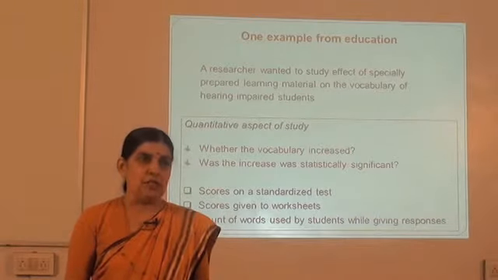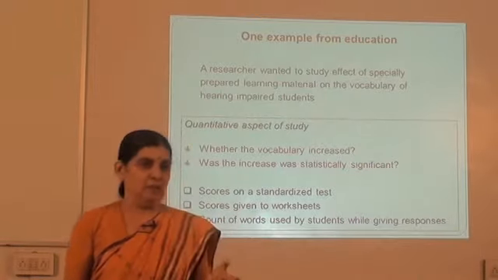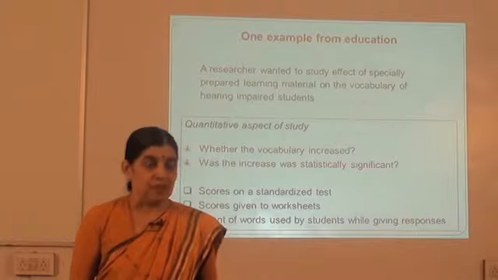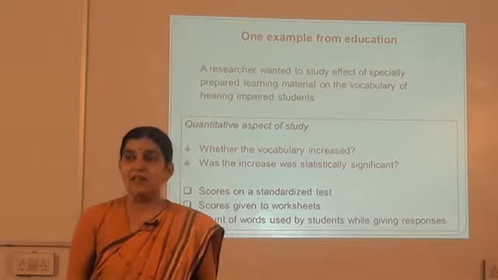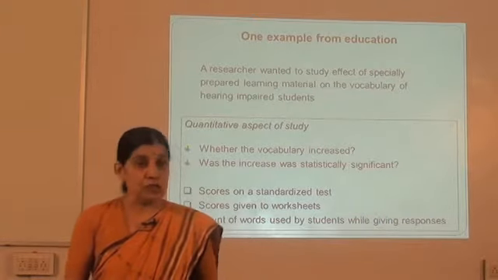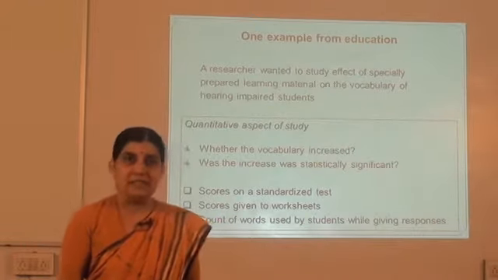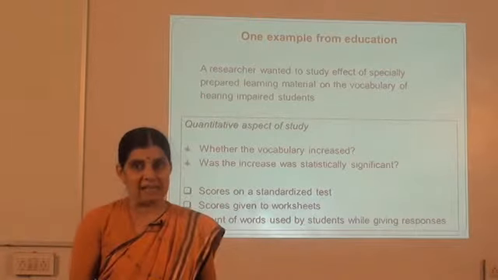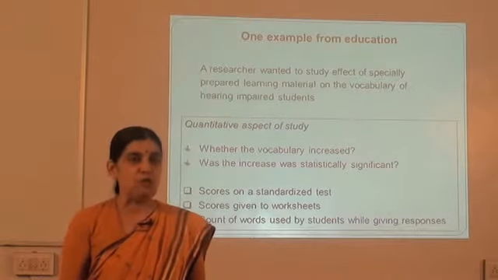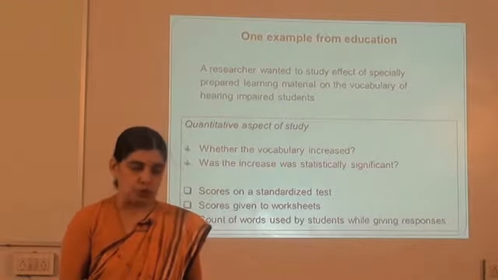Suppose some student used 45 words in the beginning and then after the specially prepared material was implemented, he started using 57 words. Whether this increase is statistically significant or not, whether it is sufficient enough to take cognizance of it. So this was the quantitative aspect. Naturally, for this, the researcher used scores on a standardized test. Ali Yavar Jung Institute has prepared a standardized test for measuring vocabulary of hearing impaired students. So such a standardized test was used.